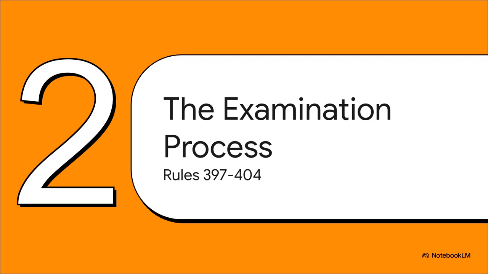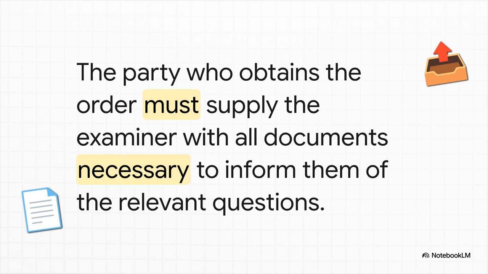Okay, so the court's granted your Rule 396 order. Fantastic. Now you're in the deep end of the procedural mechanics. That's Rules 397 all the way to 404. These are the nuts and bolts you absolutely have to know for the exam. Let's kick it off with Rule 397. Rule 397 is pretty simple, but it's so important. As the party who got the order, the onus is on you. It's your job to get the examiner all the necessary documents, the pleadings, any affidavits, basically anything they need to get up to speed on the case and understand what questions are going to be relevant.